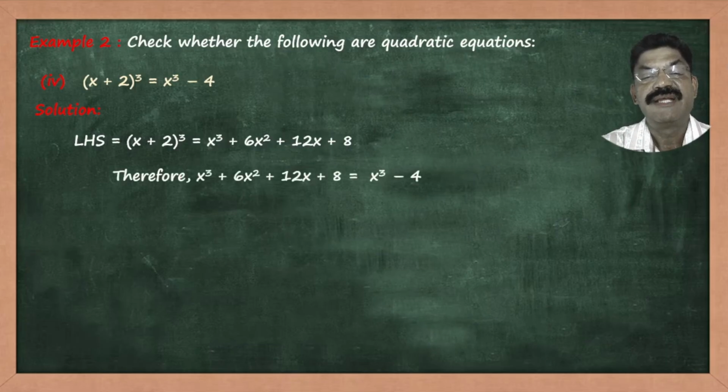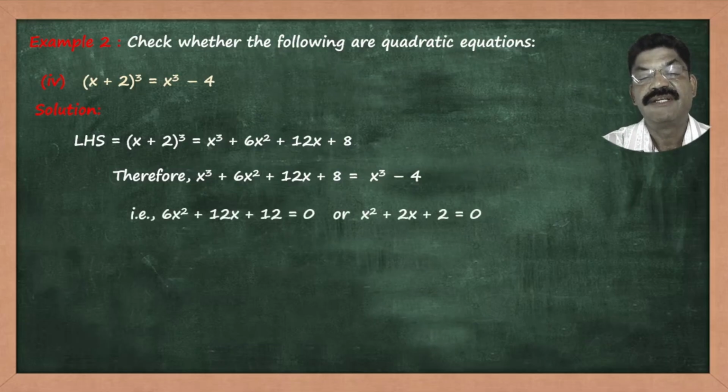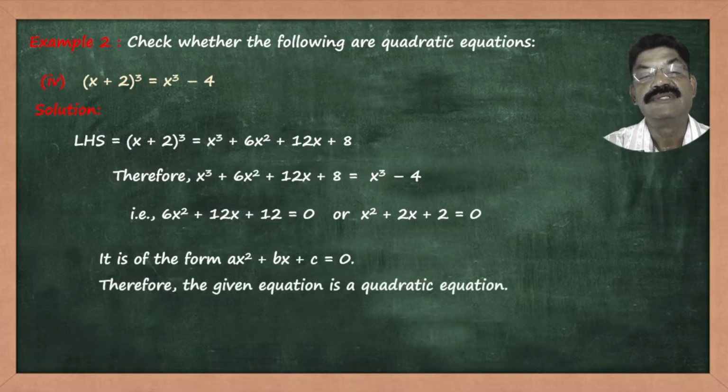So both sides we have x cube and they will be getting cancelled. So after reducing it, you get x square plus 2x plus 2 is equal to 0. Clearly it is a quadratic equation. So just if you see, it may seem to be a cubic equation, but after expanding, the x cube term cancelled. Therefore, it is reduced to a quadratic equation only. Very good.